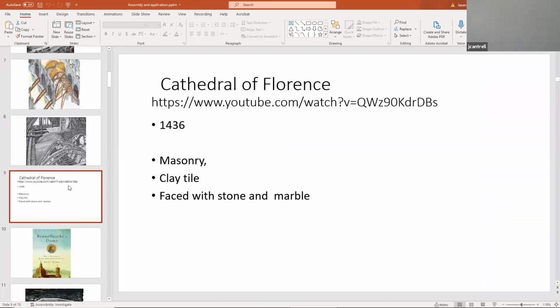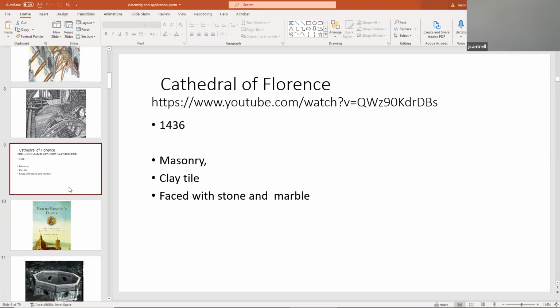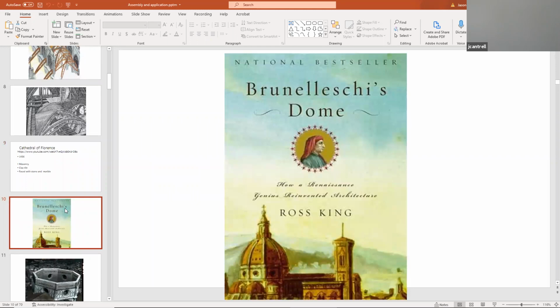So let's take a look in depth at the Cathedral of Florence. There's a YouTube video, if we have time in a lecture, I'll show that to you. But really, we're looking at the early formations of the Renaissance, 1436. It's made of masonry, surprisingly all clay tile faced with stone and marble. There's a wonderful book called Brunelleschi's Dome, and the entire narrative is how this was actually built. This book doesn't have a lot of visual diagrams and images, but it does tell the story beautifully about how this thing was actually built and constructed.